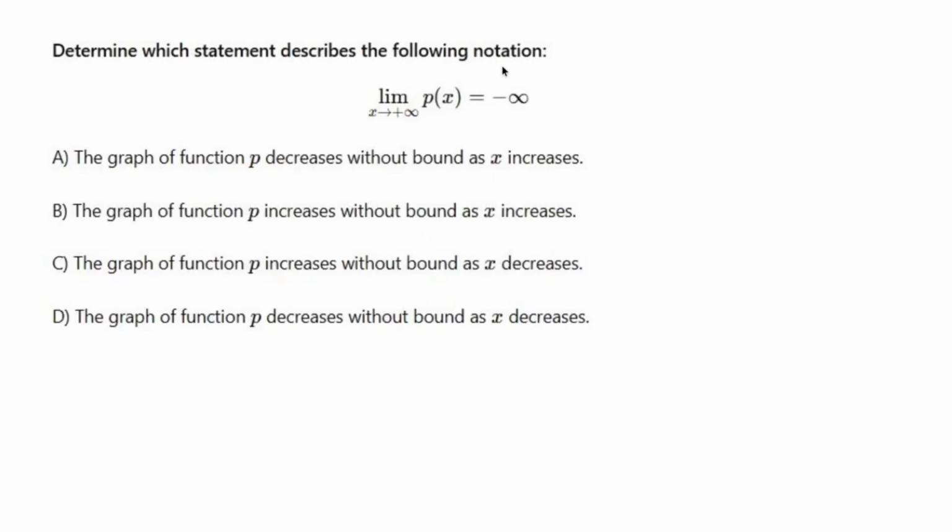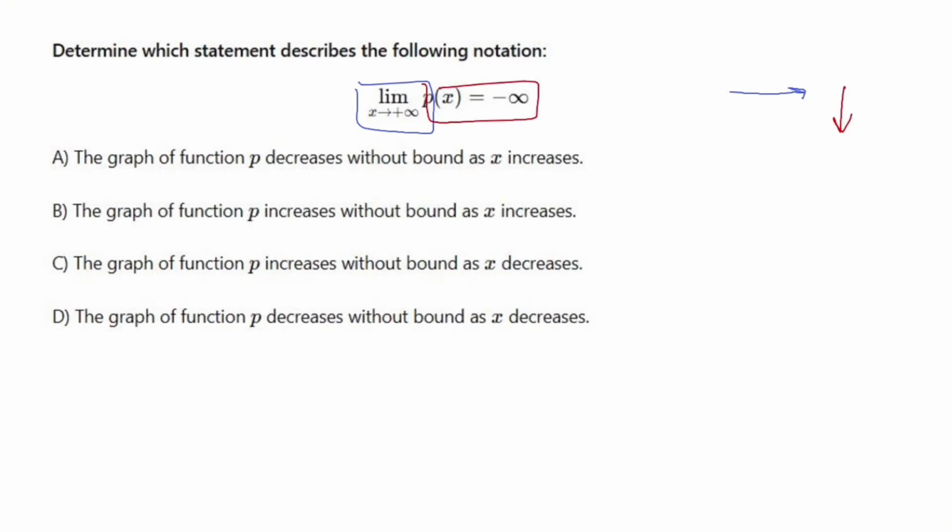Determine which statement describes the following notation. The limit as x approaches infinity of p of x is negative infinity. So we've got some wording here. Increases without bound, decreases. So let's look at this first and then figure out what we have going on. As x approaches infinity means going that way. The p of x approaching negative infinity means going that way.